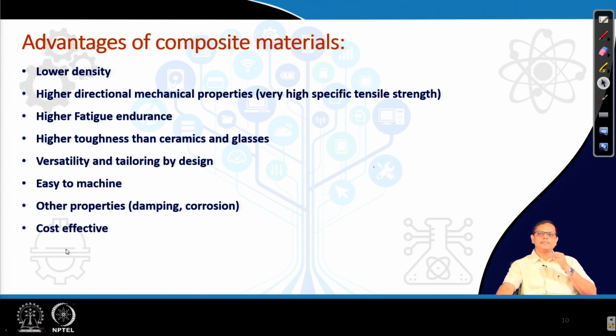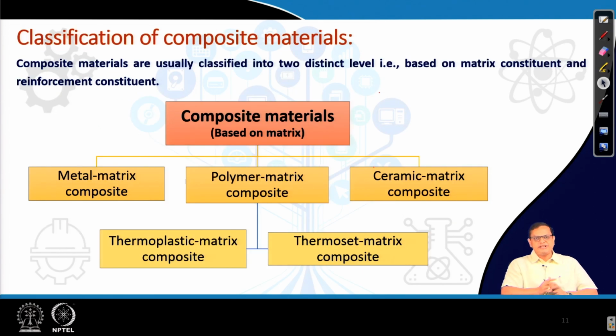So, now we understand what a composite material is, very good. What are the applications of composite materials, and we also now have a fair idea of the advantages of composite materials. Now, let us move into the classification of composite materials. Composite materials can be classified based on matrix and reinforcement. Earlier I have explained vividly what is matrix, what is reinforcement.